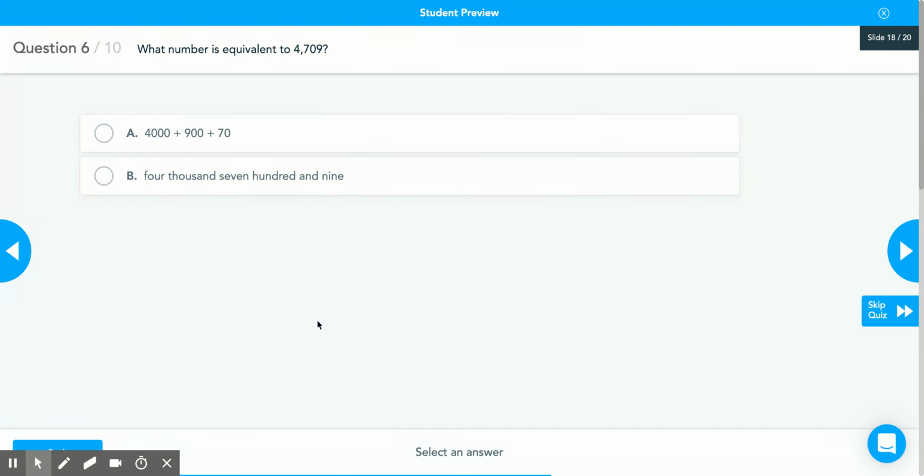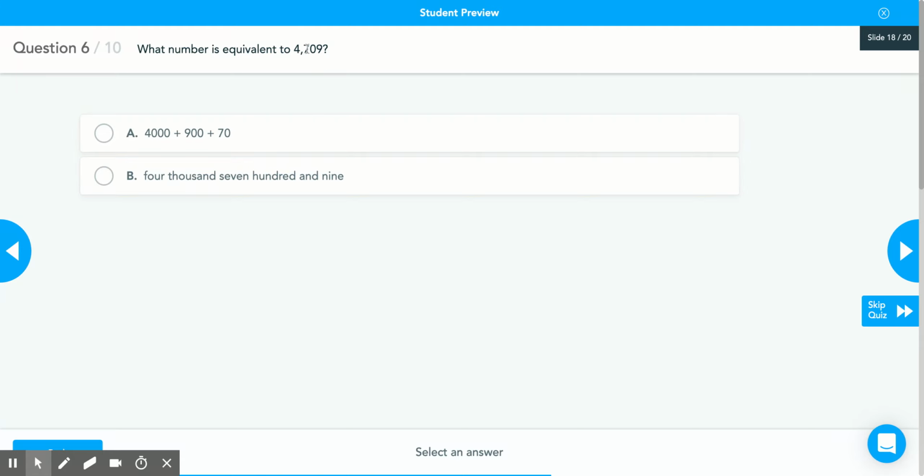Next, we have what number is equivalent to 4,709. So first, we start with the thousands place, which is a 4, which means 4,000. So in expanded form, A, 4,000 is correct. And in B, written form, written out 4,000 is also correct.